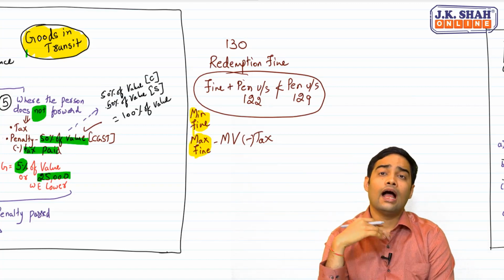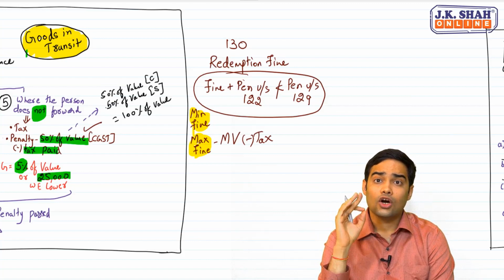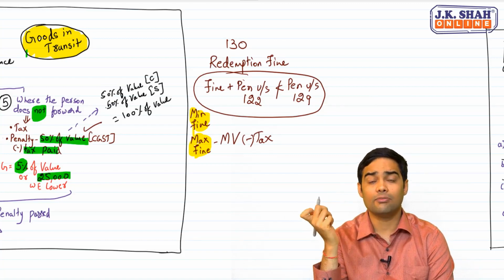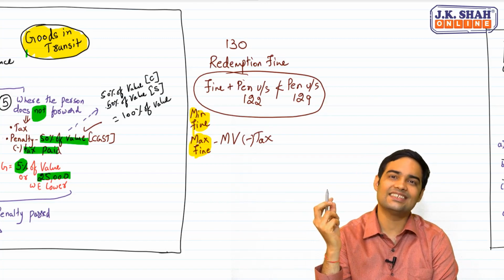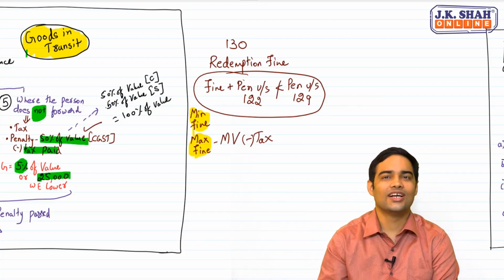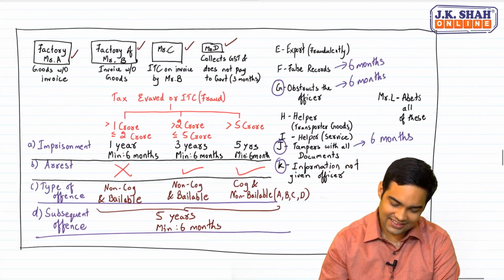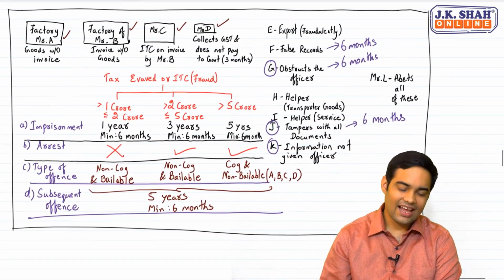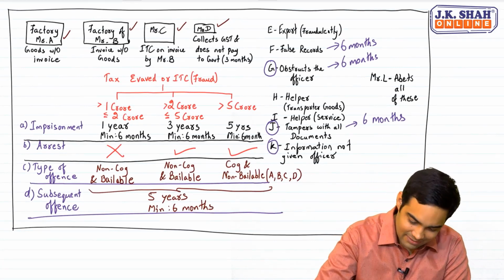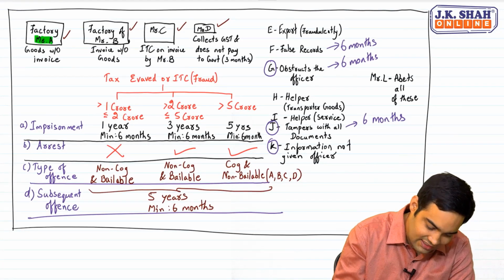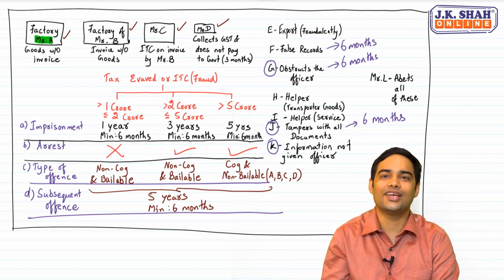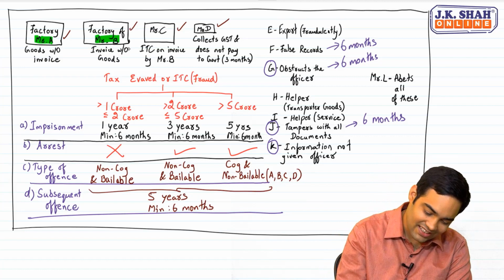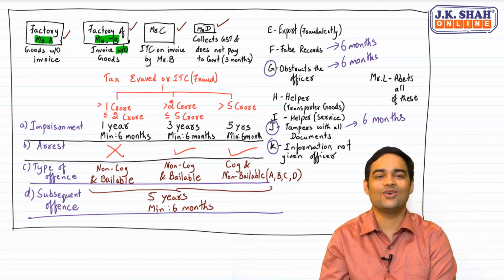Now, let's talk about offences, that means jail term. Can there be a jail term? Can there be imprisonment? Yes, section 132 deals with such cases. Now, let me show you a small story on this. I have a friend, Mr. A. Mr. A has a factory. He is supplying goods without invoice. Mr. B is supplying invoice without supplying goods.